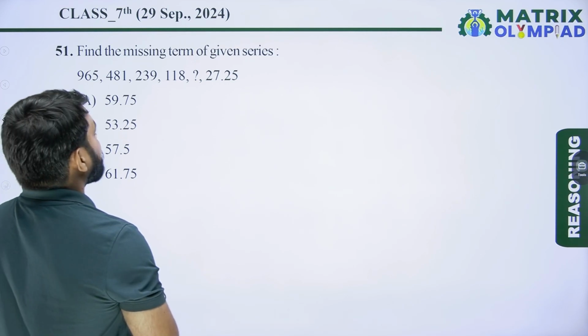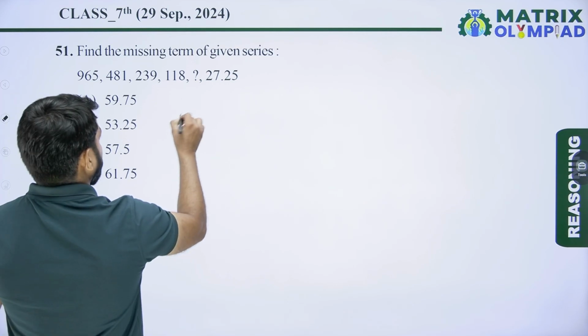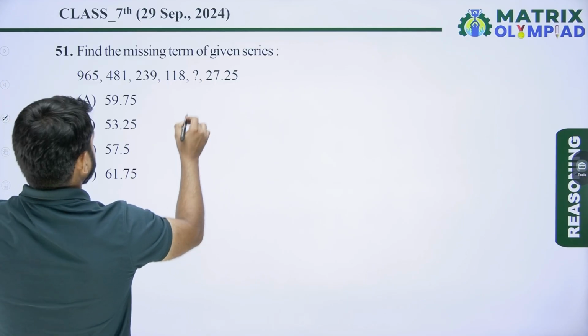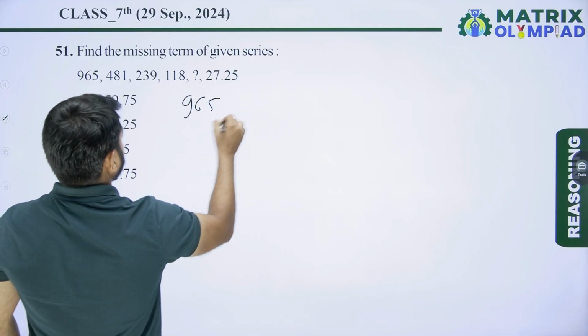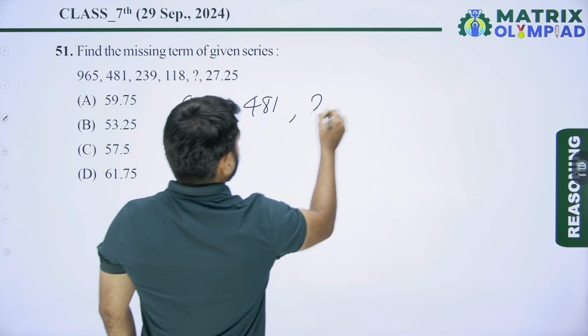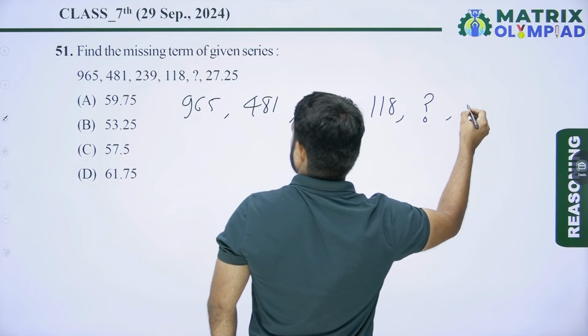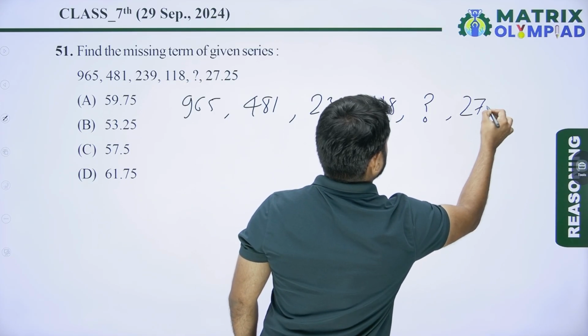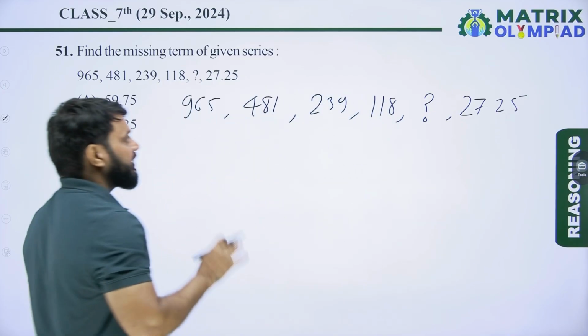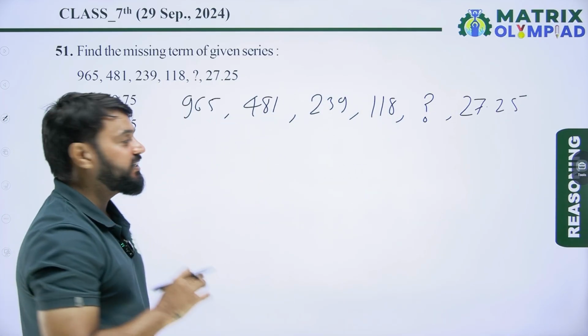Find the missing term of given series. So series is 9, 965, 481, 239, 118. Now next term is missing. After the missing term, next term is 27.25. So first find the pattern. So what is the pattern used in this series?